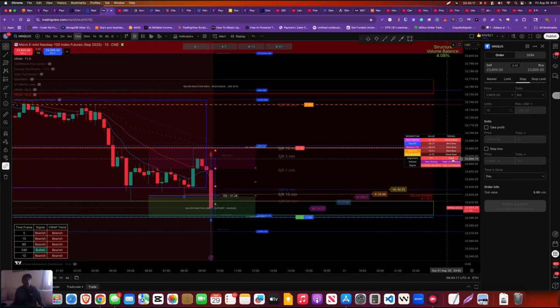But this 0% weak, I got to fix that. It shouldn't say 0% weak. It should say 100% or something like that. But I know what it means. I made it. I know what it means, so I'm using it.